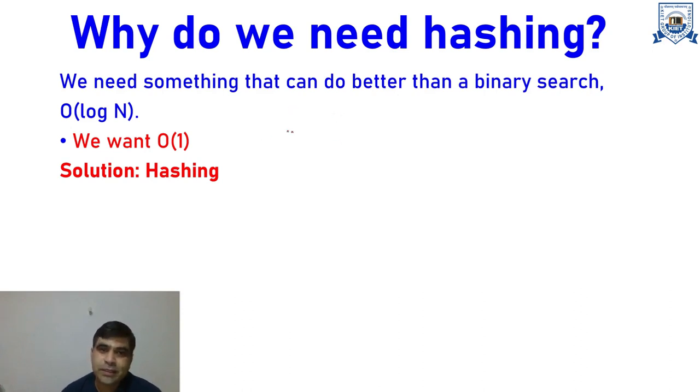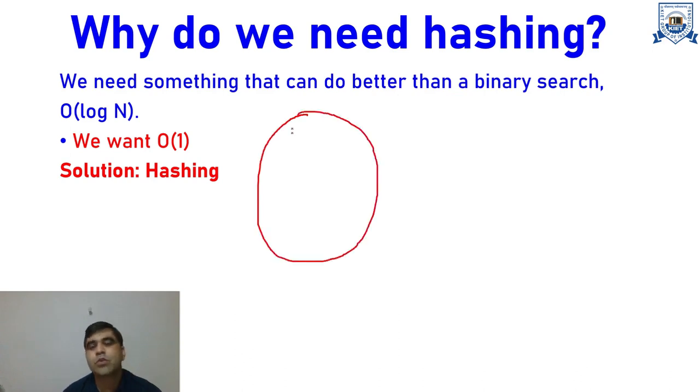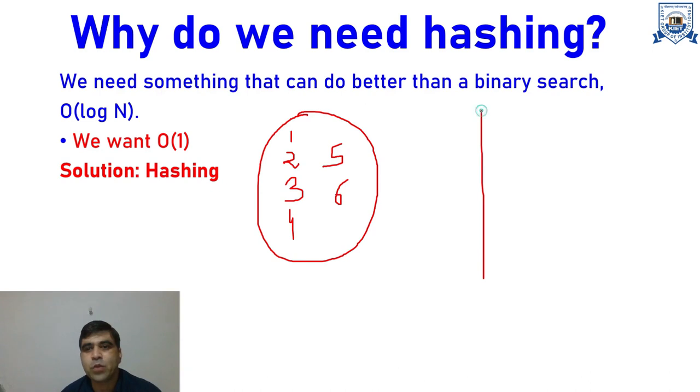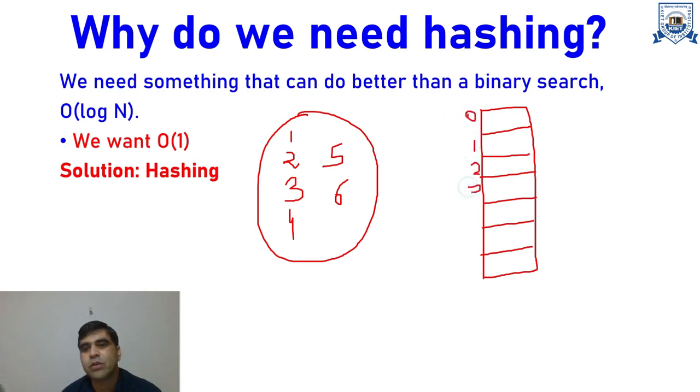We have a set of key values which we want to store, for example 1, 2, 3, 4, 5, 6. These are nothing but the key values, which we want to store in a table, in an array. For example, we have this array, and this array has various locations. It's a linear kind of data structure. This table we call a hash table. It starts from 0, then we have 1, 2, 3, 4, 5 and 6, like this.